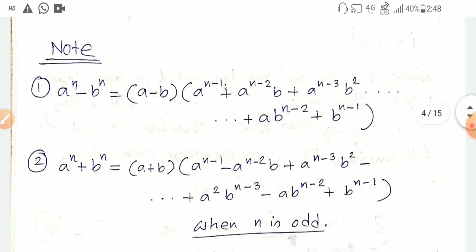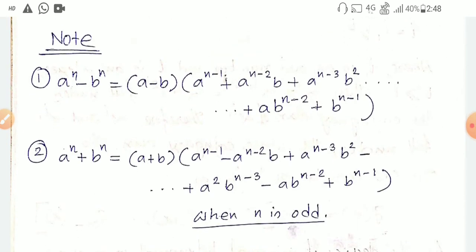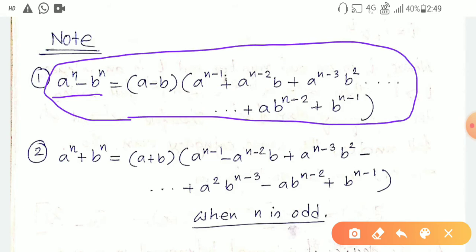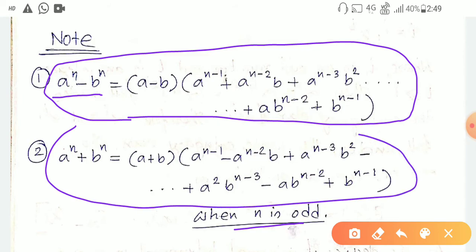For your simplicity and notation, some specifications are given to you. Number one, if you want to factorize x to the power n minus 1, it will be written as such. This is required because you have to get the value for the LCM, so you have to identify each term in factorized form. This kind of expression can be helpful for you. And when n is an odd number, the formation will look like this.